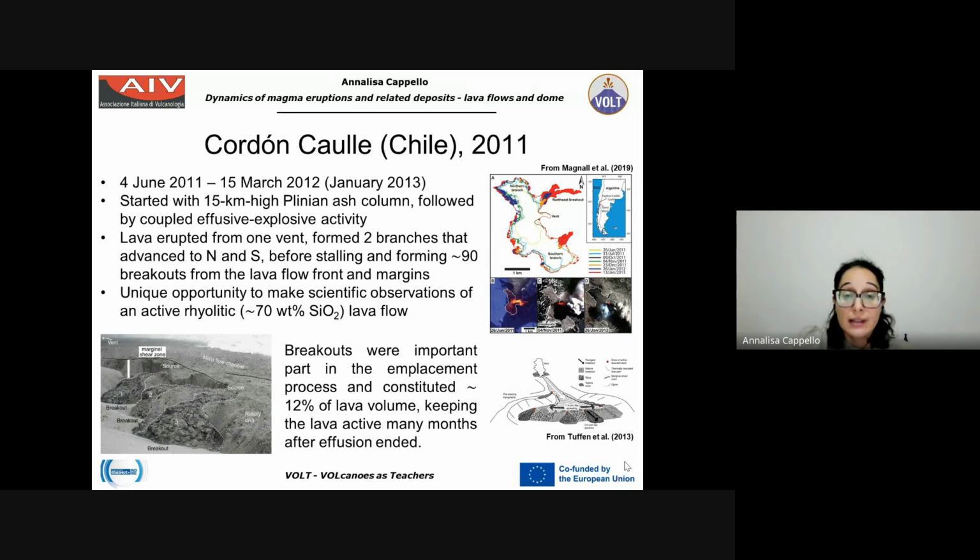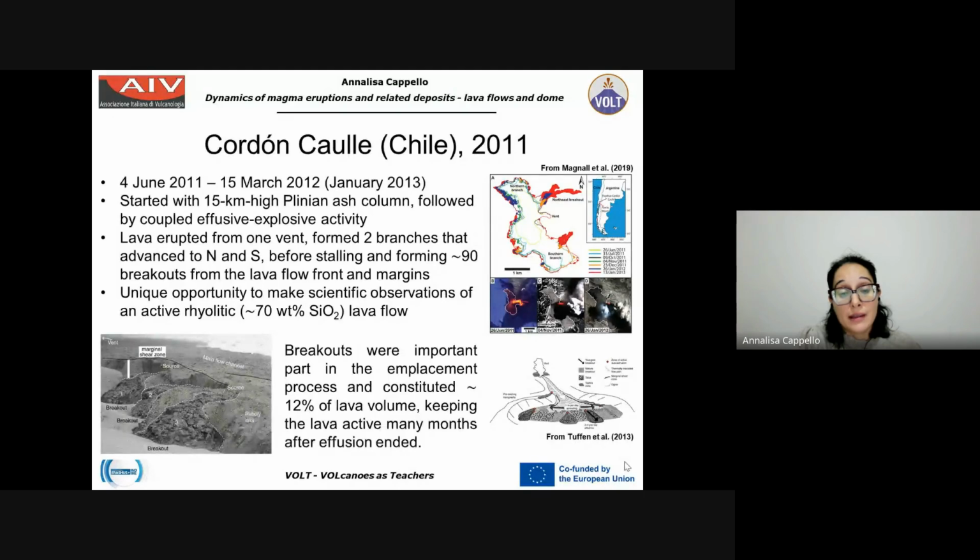The Cordón Caulle in Chile, 2011. This was a volcanic eruption for which we have a unique opportunity to make scientific observation of an active rhyolitic lava flow with a silica content of about 70%, and this was an eruption that started on 4 June 2011 and occurred after about 50 years of inactivity of the volcano Cordón Caulle.